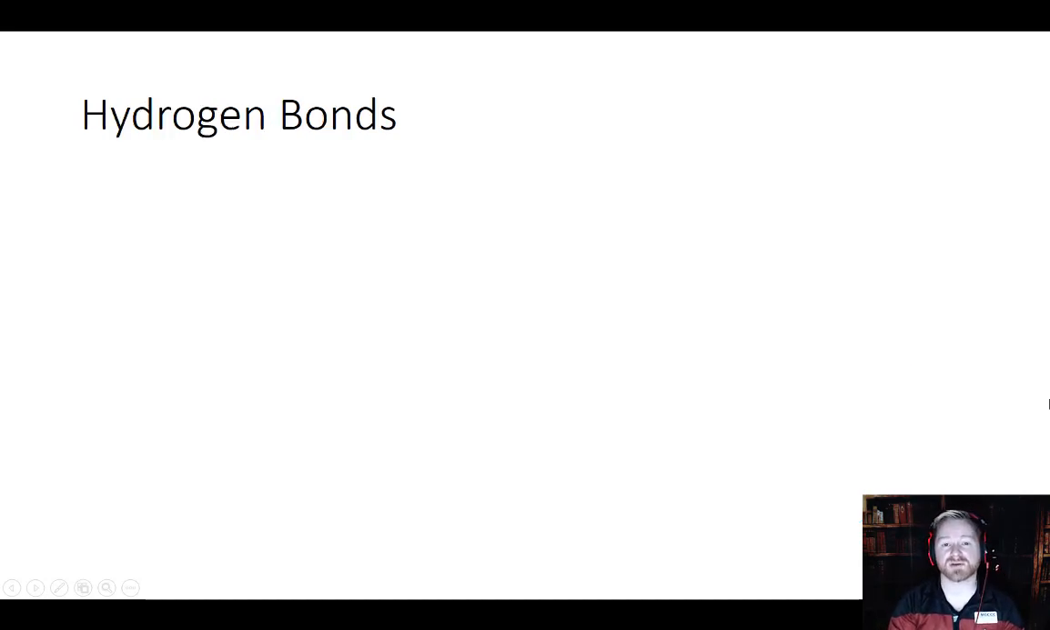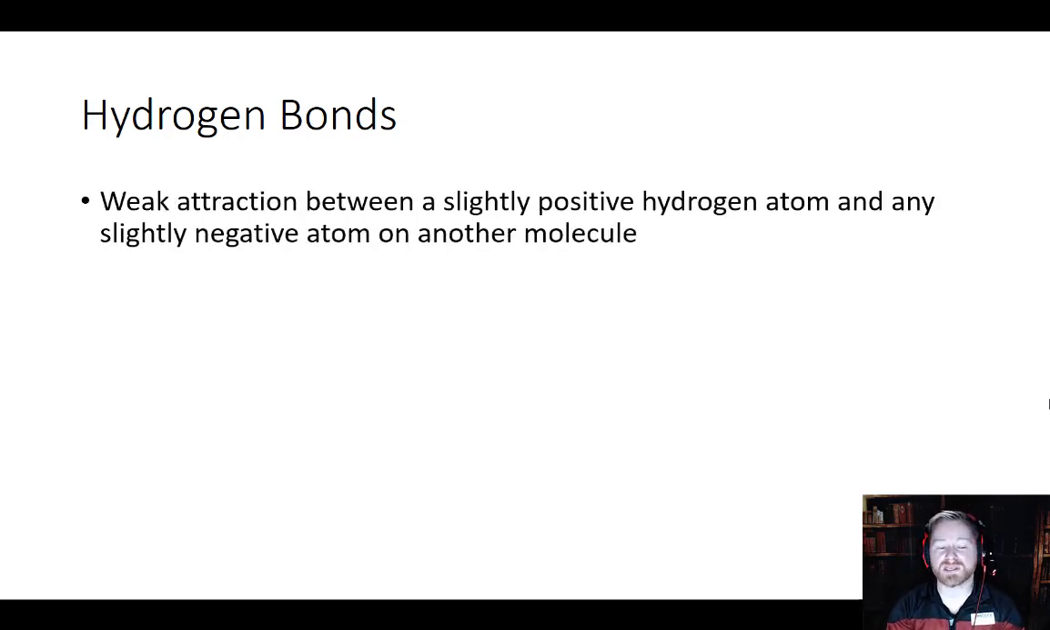So the last type of bond we'll cover is hydrogen bonds. Again, hydrogen bonds is not really a bond at all. It's just a weak attraction between a slightly positive hydrogen atom and a slightly negative atom that's on another molecule. Not on the same molecule, it has to be on another molecule. These are very easily broken because they are so weak, and that's going to be important.